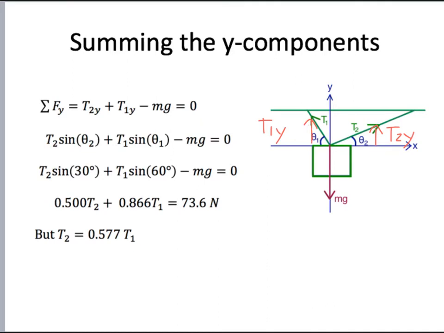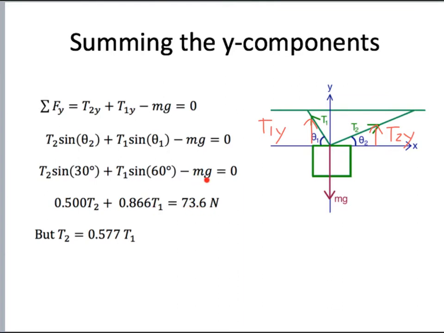So I can plug those in. T2y is T2 times the sine of theta 2. T1y is T1 times the sine of theta 1, minus mg equals 0. I can plug in the values and I get that 0.5 T2 plus 0.866 T1 is equal to 73.6 newtons.